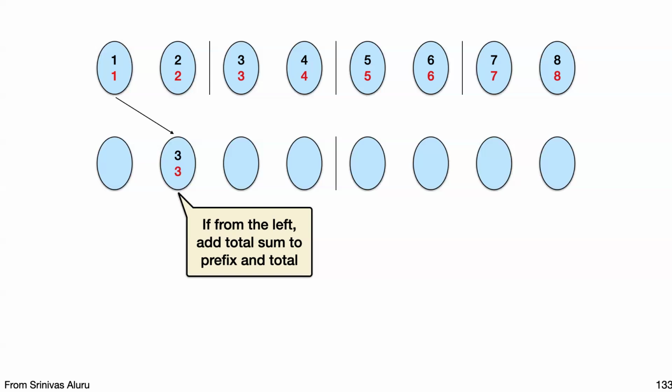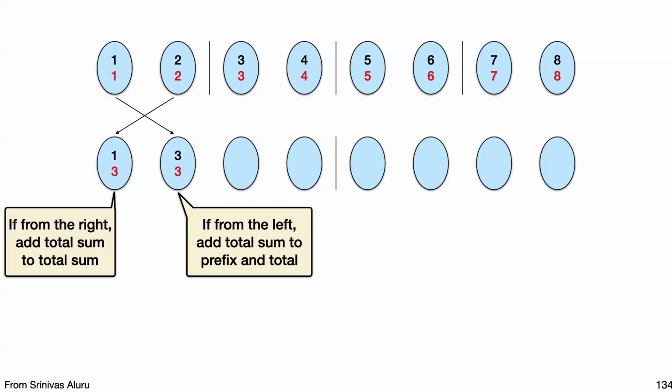And basically, the rule is if an element is coming in from the left, then you add the total sum, which is the red, into both the prefix and the total. Kind of similar to the upsweep a little bit. And if an element is coming from the right, then you only add the total sum to the total sum because there's no contribution to the prefix coming from the right. There's only contribution to the prefix coming from the left. There's contribution to the total sum coming from the right.